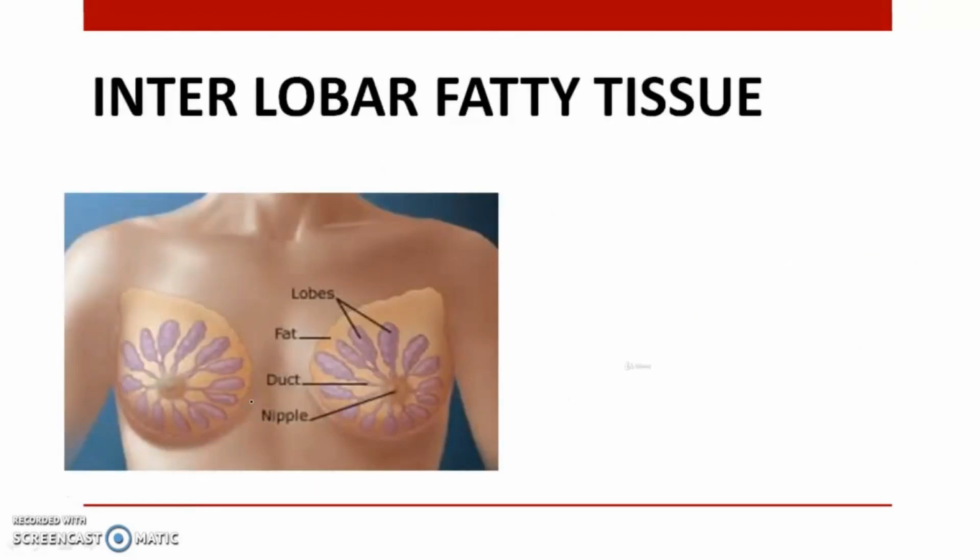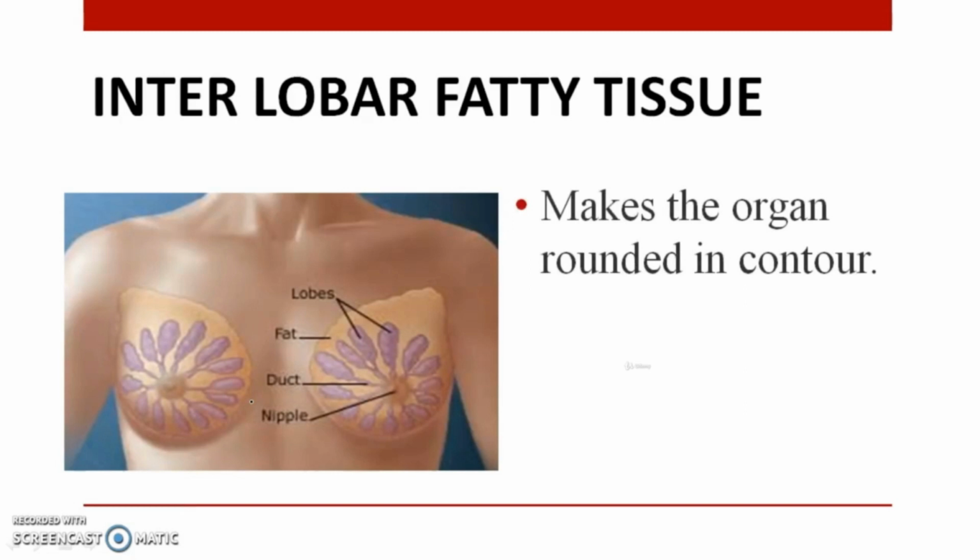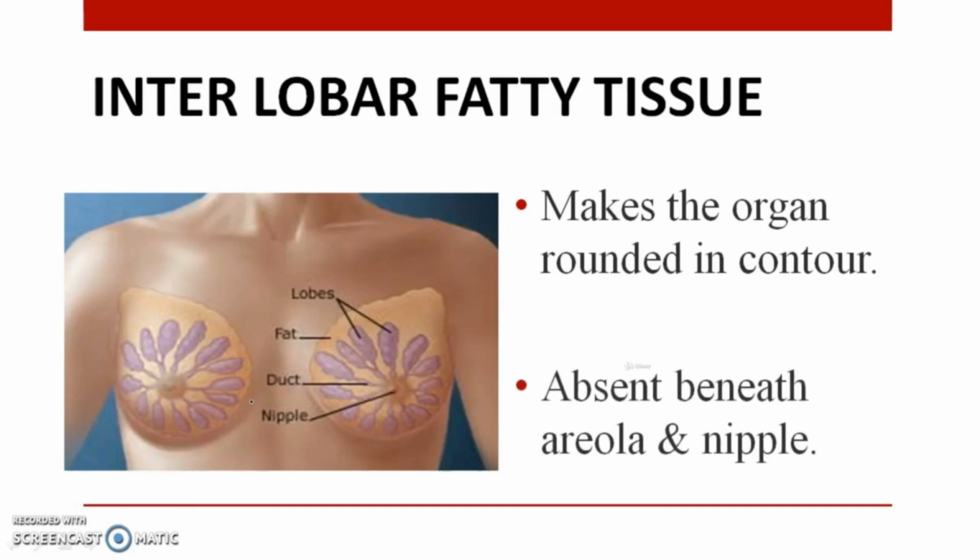Now talking about interlobar fatty tissue. We have seen three parts: skin, parenchyma, and stroma. In stroma, we are going to see the fibrous tissue and the interlobar fatty tissue. This interlobar fatty tissue is what forms the organ's rounded shape. The rounded contour you are seeing is because of the interlobar fatty tissue. It is seen all over the mammary gland except two regions, the areola and nipple. So if you look at the areola and nipple, you will not see any fatty tissue inside.